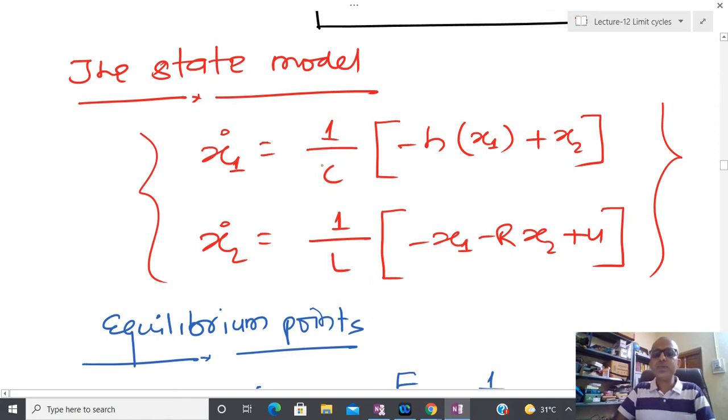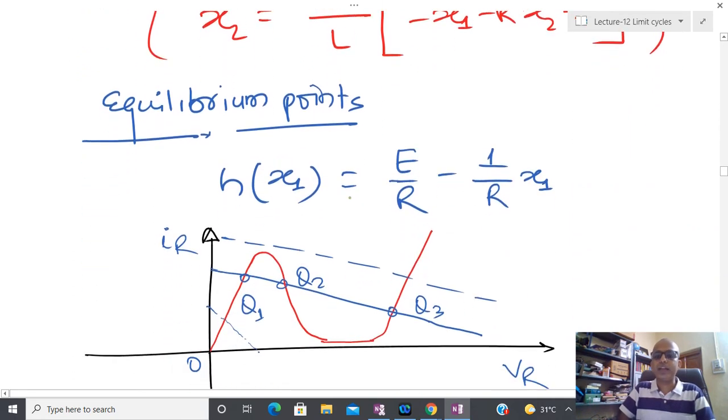If you check the equilibrium point of this system, in order to calculate the trivial equilibrium point, I have to put x1 dot equal to 0 and x2 dot equal to 0. If you substitute x1 dot equal to 0 and x2 dot equal to 0, then from here x2 equal to h(x1), and if you substitute x2 here, then you can see that this is my equilibrium point. So the equilibrium point is given like this.